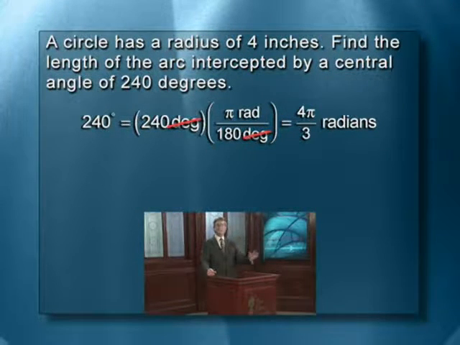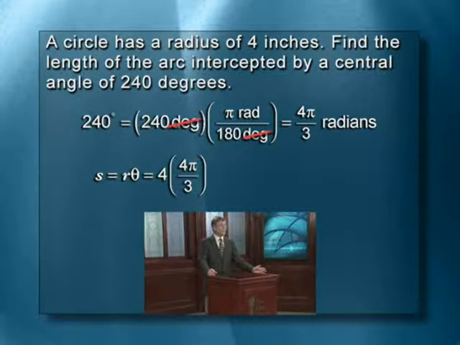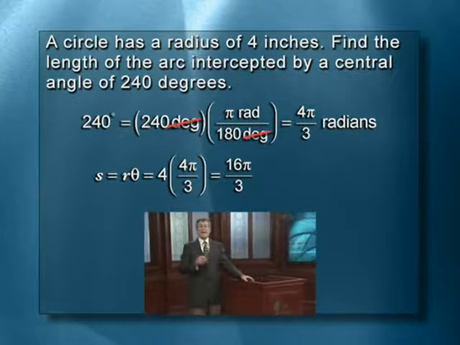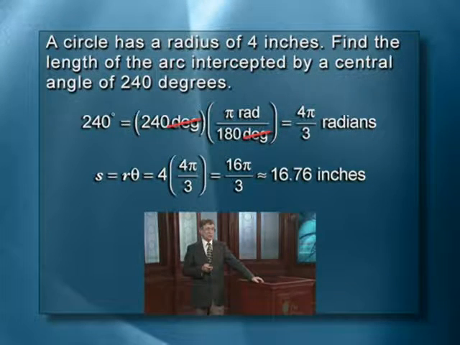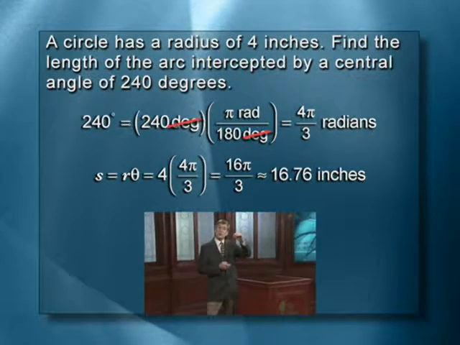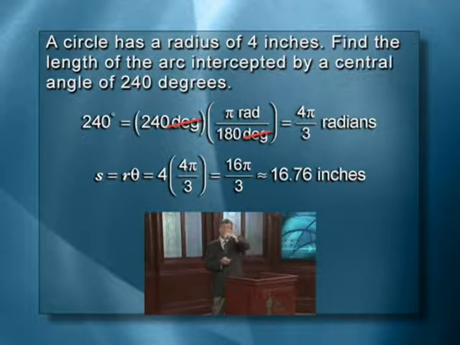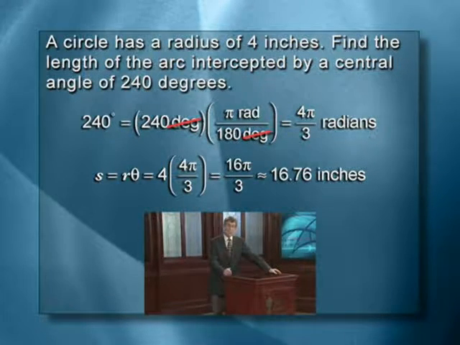And now we use the formula. It's pretty simple. S is r theta. r is 4, theta is 4 pi over 3. We get the final answer of 16 pi over 3. And with a calculator, that's about 16.76 inches. So that's how long that piece of circle is. If you had a string around that circumference, that string would measure 16.76 inches.